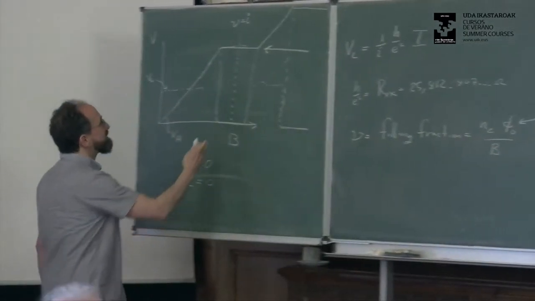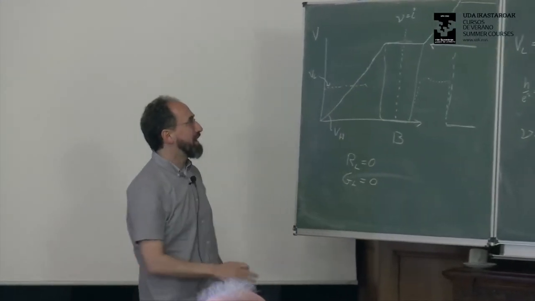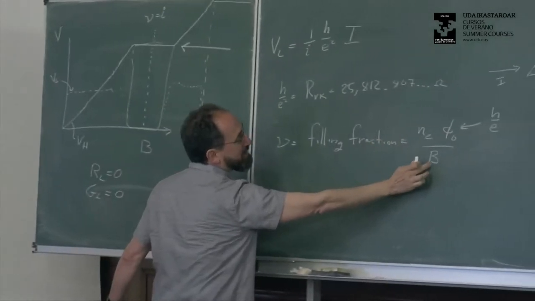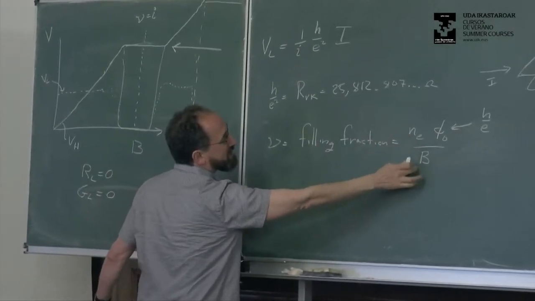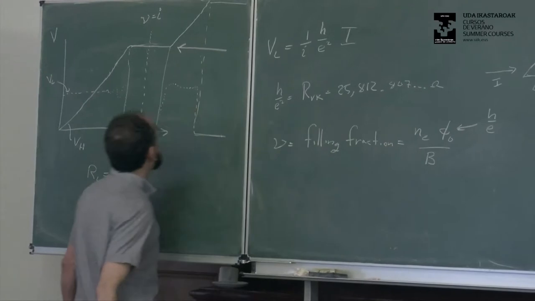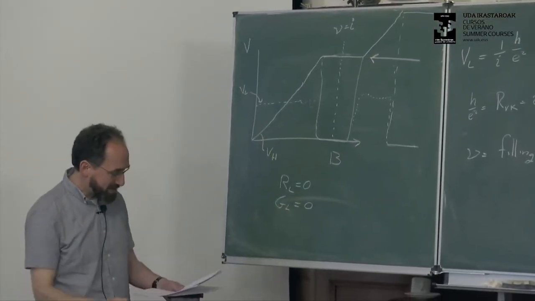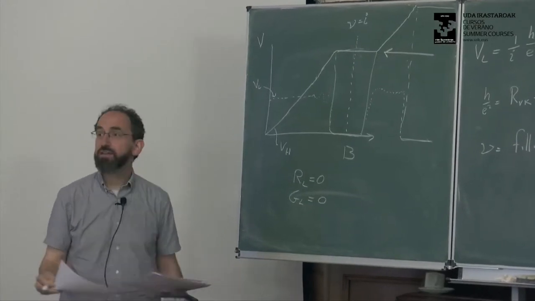And the center of this plateau is roughly at the filling fraction, at electron density divided by magnetic field. These are the things you can actually change in your experiment, the electron density and the magnetic field, such that nu lines up with the center of the plateau. Everyone's still happy? Yes?